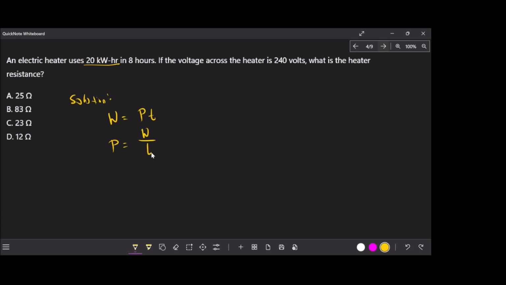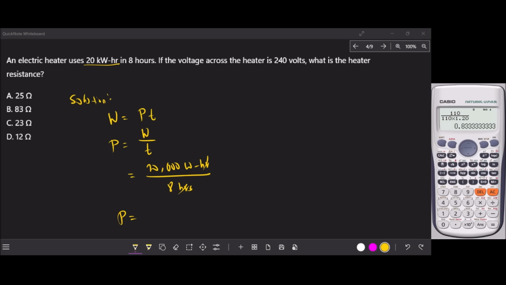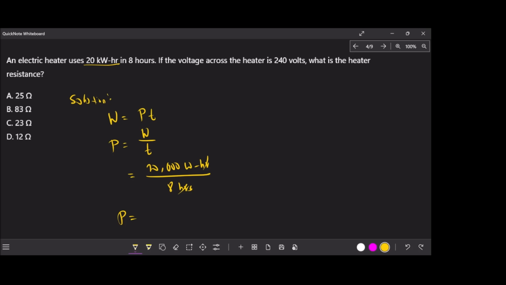So we have work divided by the time. So yung given natin, we have 20 kilowatt-hours. So kilowatt-hour yan, so gagamitin natin watts, so that will be 20,000 watt-hours divided by 8 hours. So cancel natin to. So our power is equal to, use your calculator, 20,000 divided by 8. This is equal to 2,500 watts.